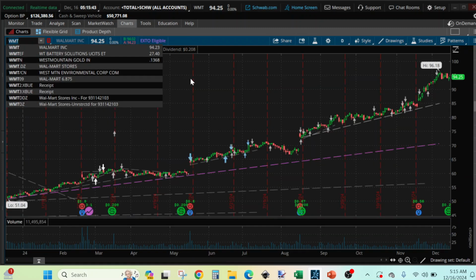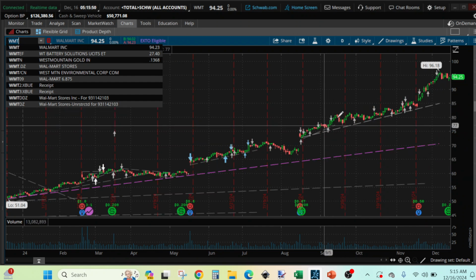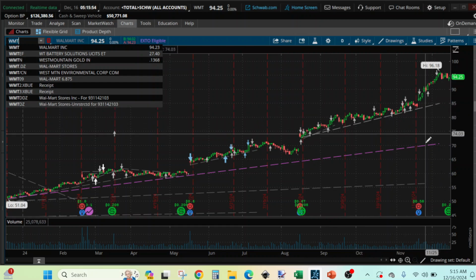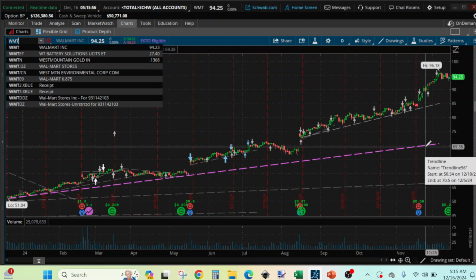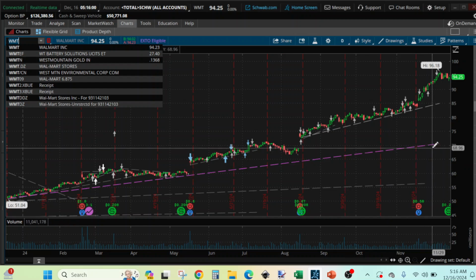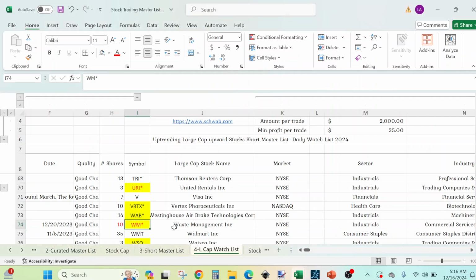WMT, Walmart. We are aiming for this line to buy on it after trading along the short-term trend lines. Along this trend line, we'd like it to move to this 1 year trend line. We'd like to enter on this line here. Therefore, we are just going to keep observing it.